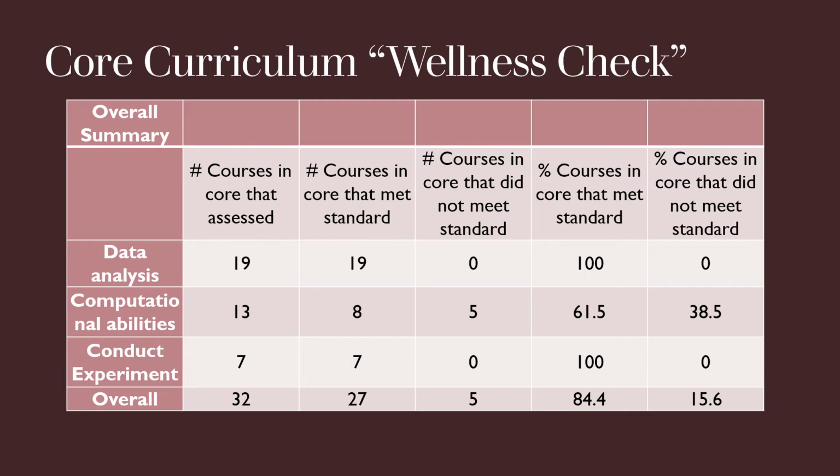And 7 courses in the empirical and quantitative area had students set up and conduct an experiment of some sort. Once a course is assessing in an area, they get to adopt their own standard. What the rest of these columns show is how successful these courses were in achieving their standards. If you look across the data analysis row, 19 courses assessed that area and 19 were able to meet the standard that they set for themselves.